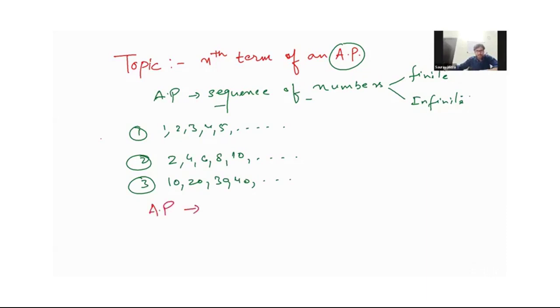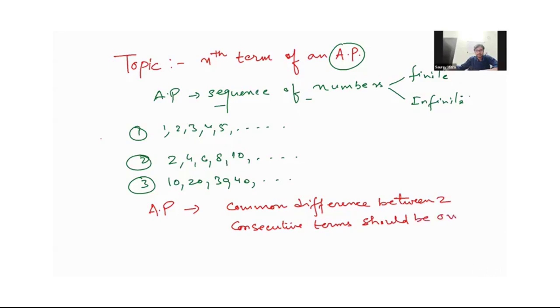A sequence is said to be an AP when the common difference is the same. The common difference between two consecutive terms should be the same overall. The common difference between two consecutive terms should be the same overall.